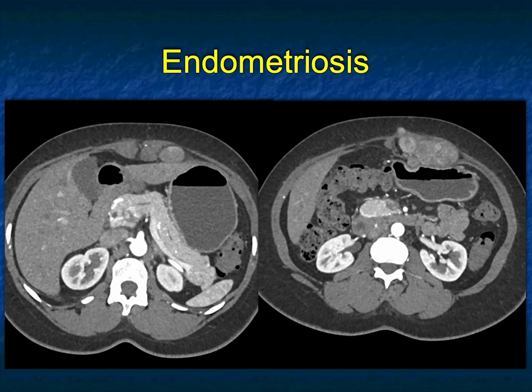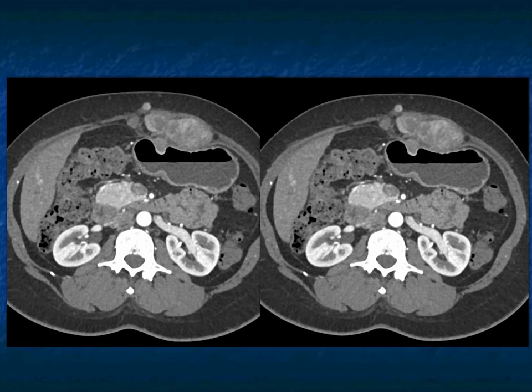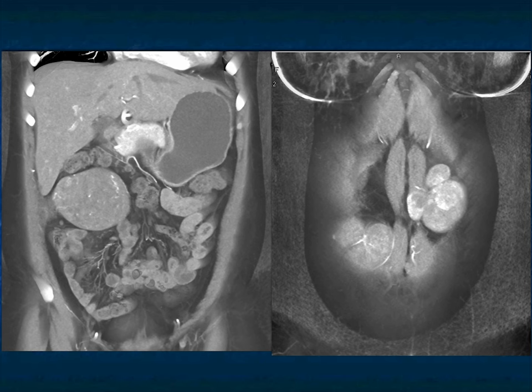Now, patients with endometriosis can have implants in the abdominal wall, typically at surgical sites, particularly in patients who've had C-sections or in patients who've had appendectomies. But this is much higher up, right? This is upper abdomen. Just a really nice example, very unusual example of endometriosis. What a great case.